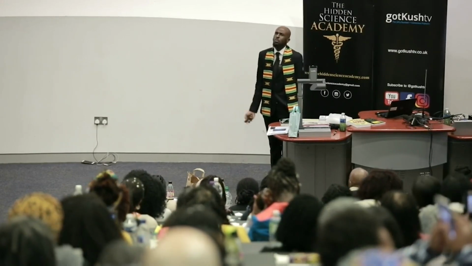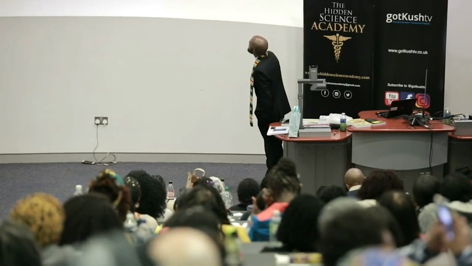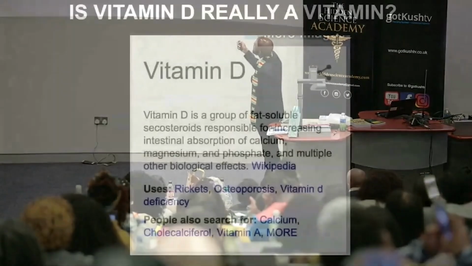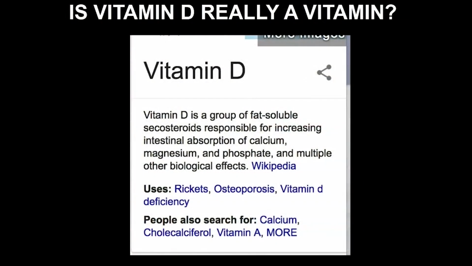It does so many things, to the point where I started to ask the logical question, is vitamin D really a vitamin? If you type vitamin D into Google, it will say this: vitamin D is a group of fat-soluble steroids. You now know steroids are hormones. So vitamin D is a hormone. I did more research on it, and I found this guy. His name is Professor Walter Stumpf. So you can do your own research. Professor Walter Stumpf from the University of North Carolina.